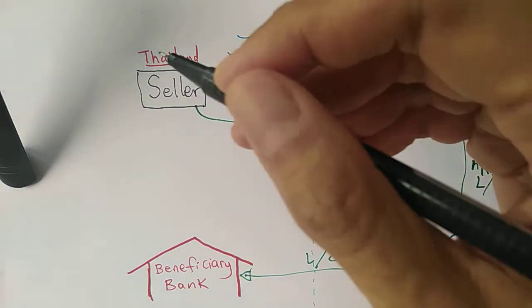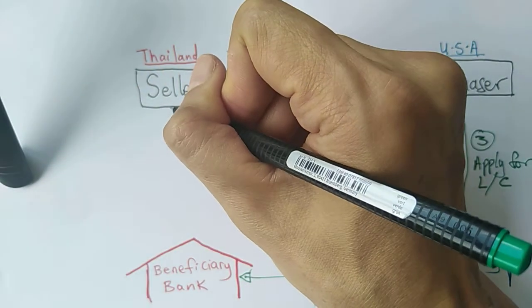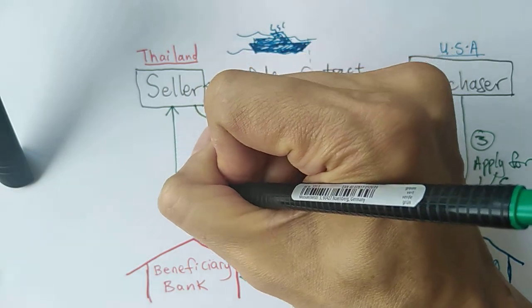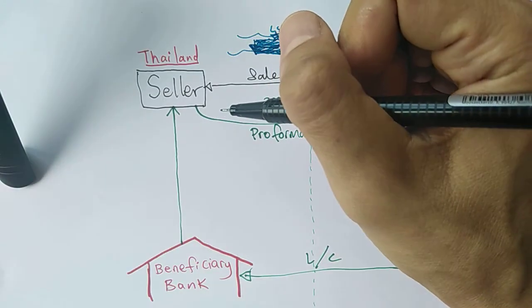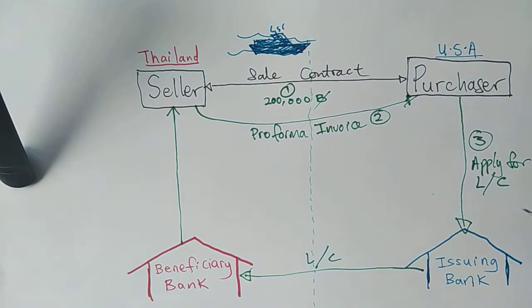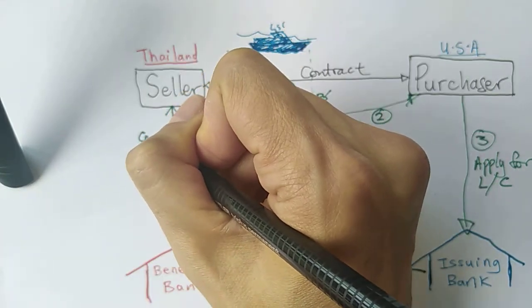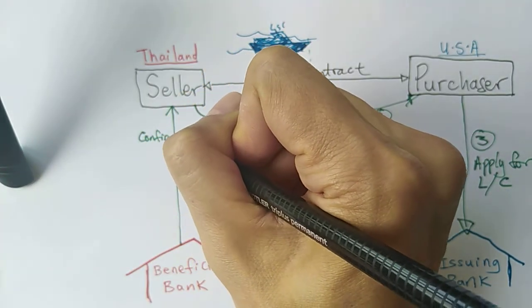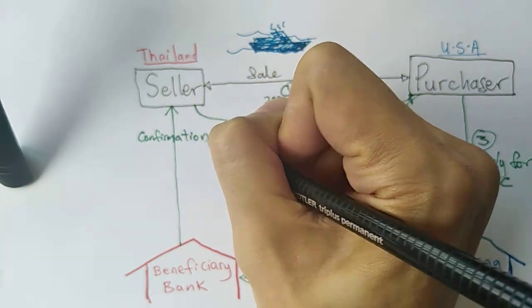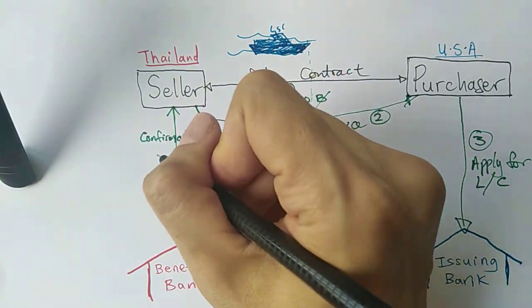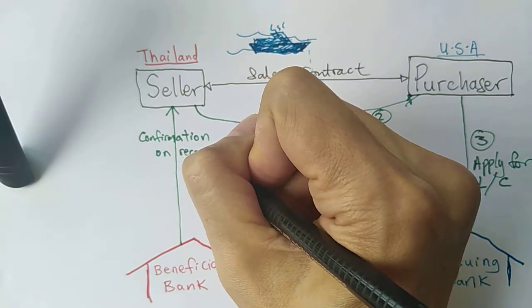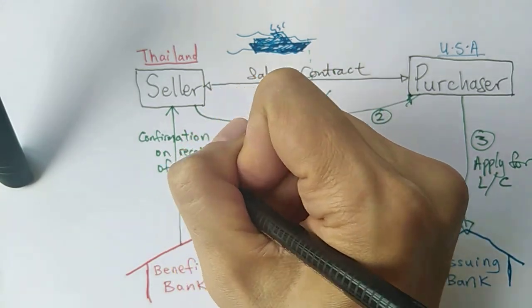Alright, the beneficiary bank, after receiving the letter of credit, would inform the seller that the letter of credit has arrived. So I put here confirmation on receipt of LC.